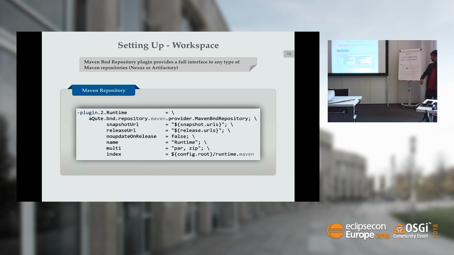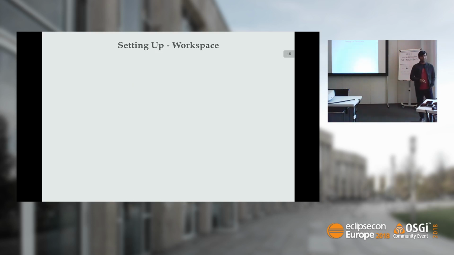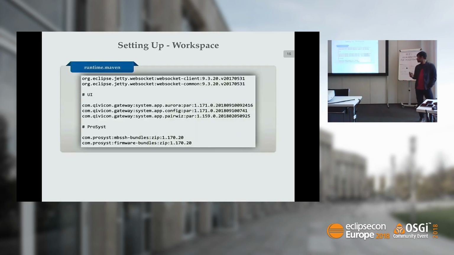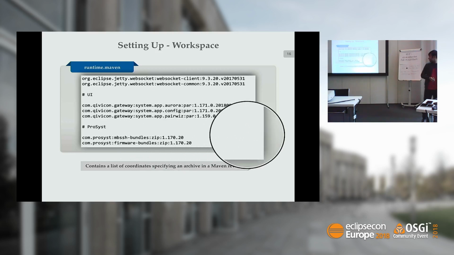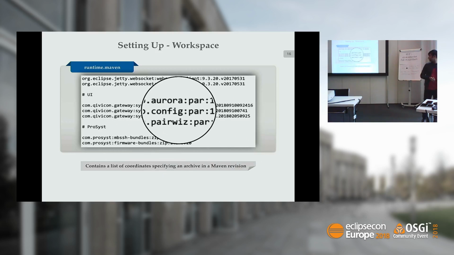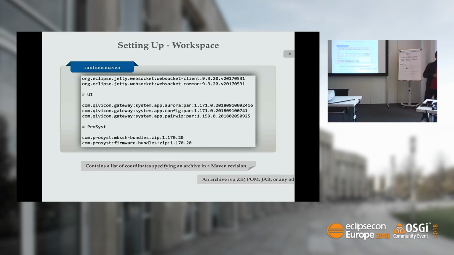But how does this index file look? Is it really scary? Not at all. It's also pretty simple. You have to provide the Maven coordinates: the group ID, artifact ID, and the version. You can also optionally provide the extensions. Here you see the zip file, and here you see the par. So once you provide the extensions for the composite archives, the bundles which are actually contained in these composite archives will be eligible for indexing in Bndtools.